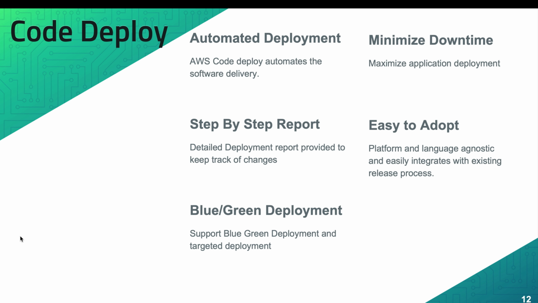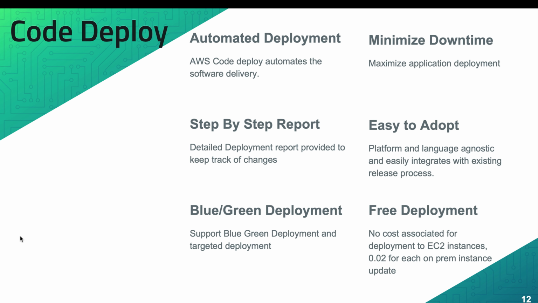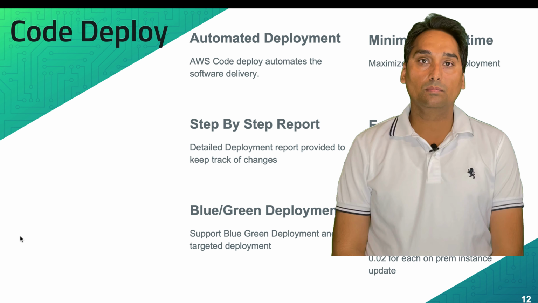Free deployment. So there is no cost associated with deployment to EC2 instances. There is a cost associated when you deploy to on-premises servers, and that is also very negligible. It is 0.02, so it is basically 2 cents for each on-premises instance. That is like nothing. It's really cheap.